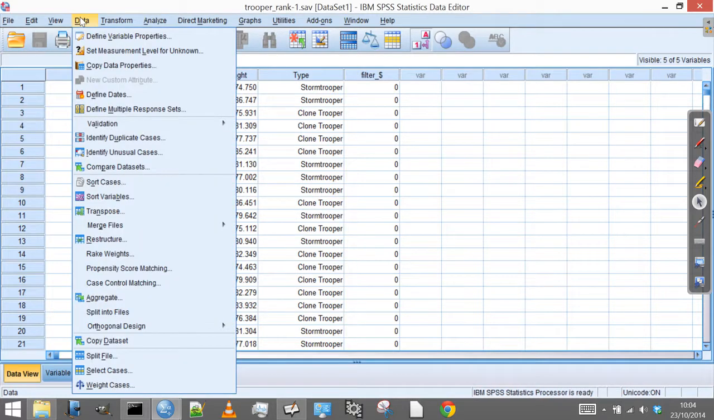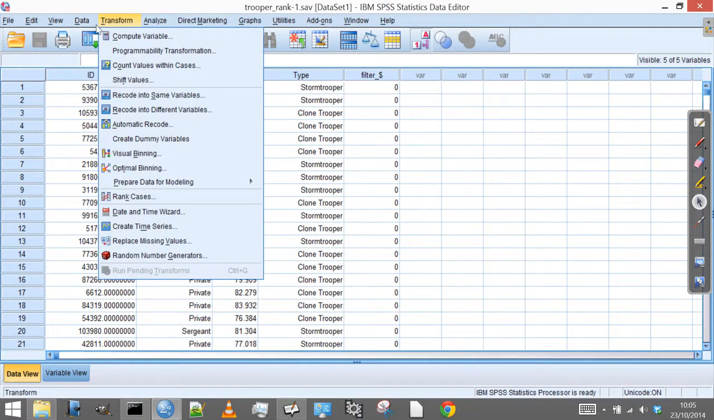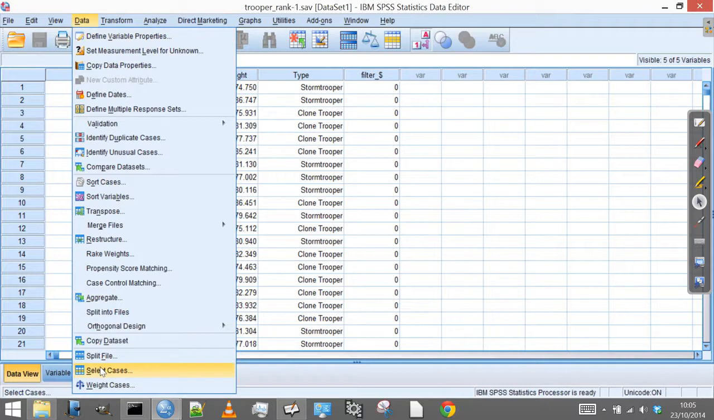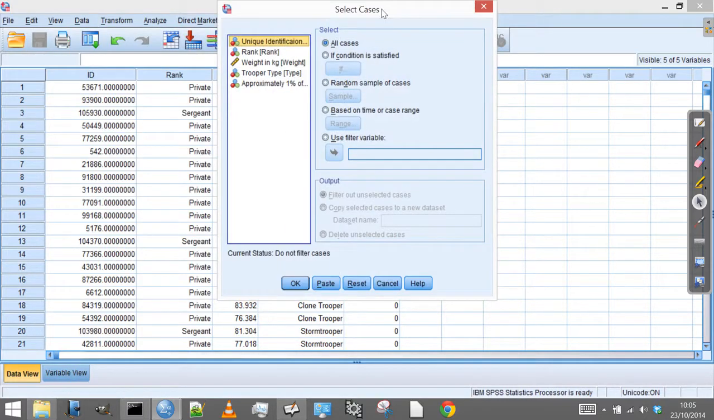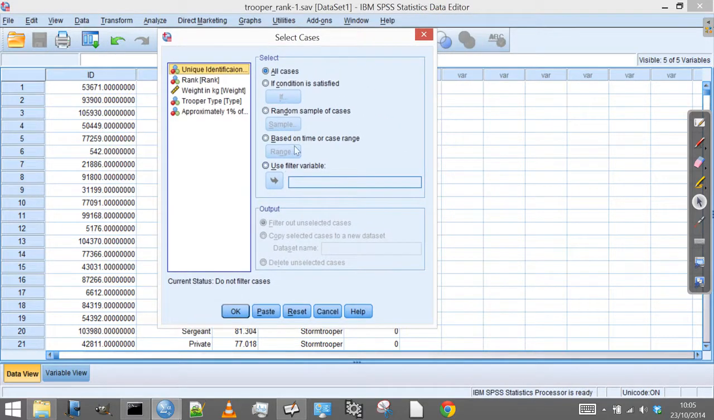we're going to firstly sample the data. Normally, you would have done this experimentally. We're going to have to use a computer to do the sampling. So we go to the data menu, and at the bottom, there's an option, select cases. So we're going to click on that. So it's the data menu, and then select cases. When we click on that, you get the select cases dialog box. And if you remember, we clicked on random sample of cases.